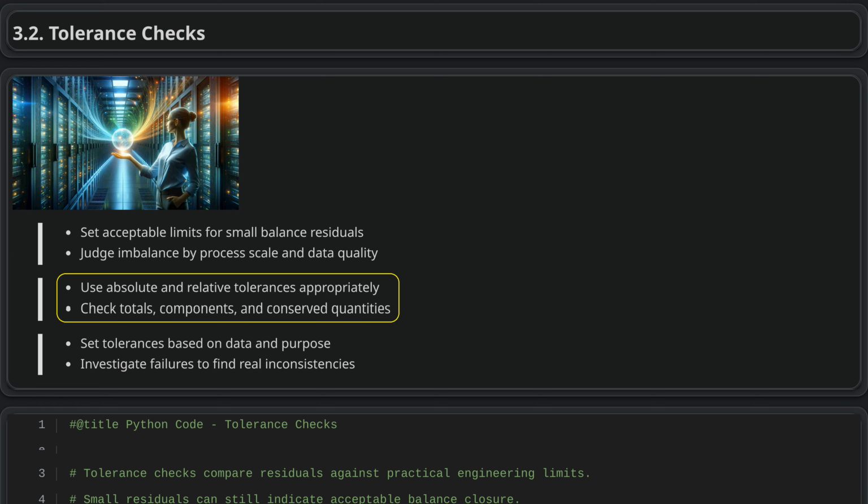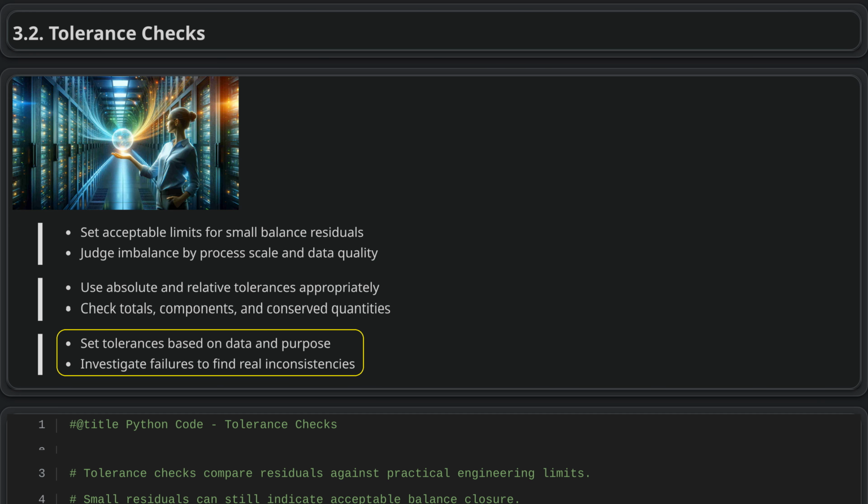Apply the tolerance consistently to both total mass and individual components, since an overall balance can look acceptable even when specific components are estimated poorly. Choosing a tolerance requires engineering judgment based on data quality and the purpose of the calculation.